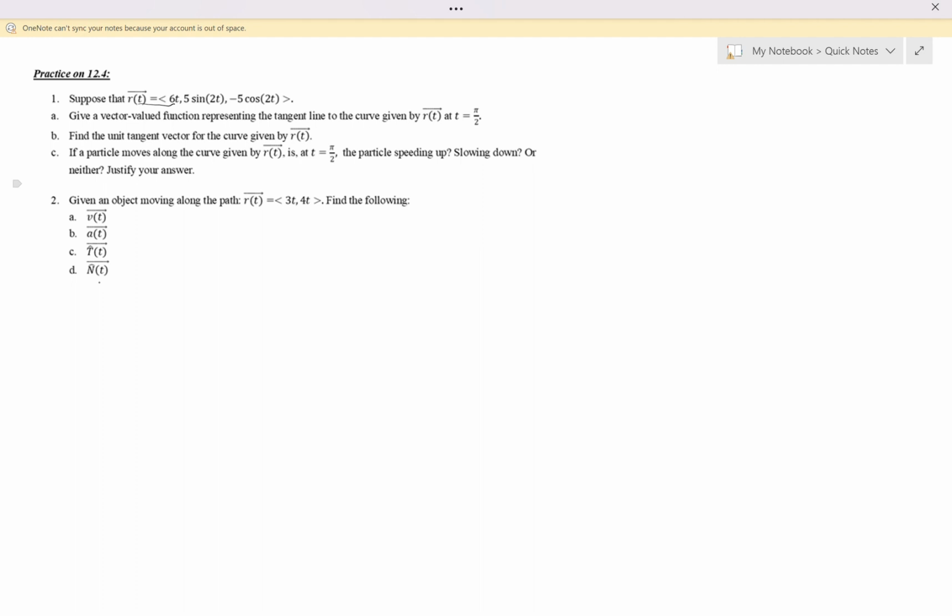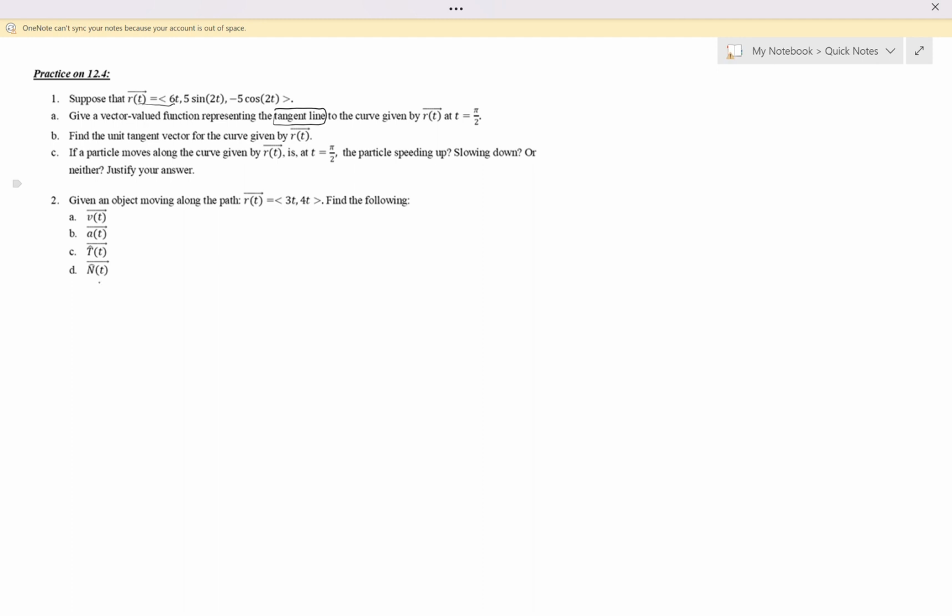So the key word here is tangent line. There are actually two keywords here, tangent and line. For a line, we need a point on the line and we need a direction vector. For the point of a line, it's easy because we want to know what's going on at pi over 2.